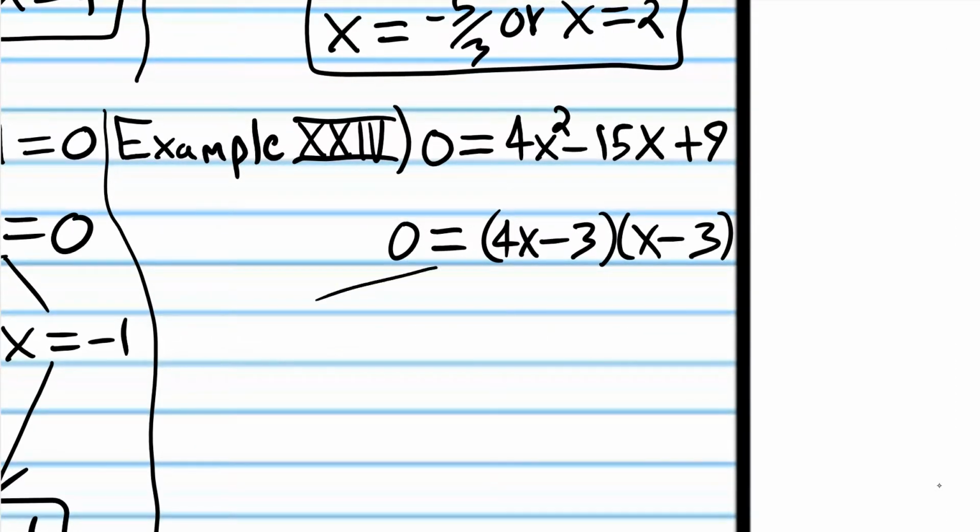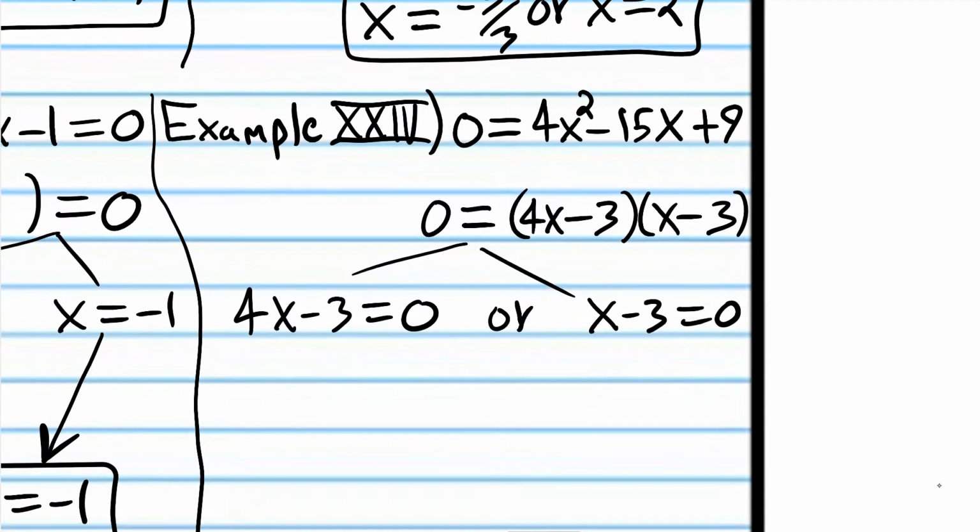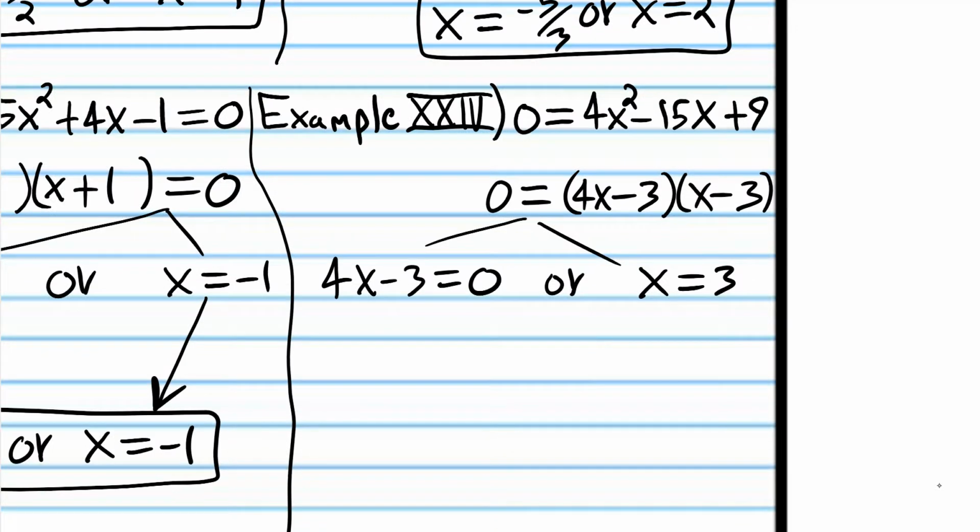And so we're now going to set 4x minus 3 equal to 0. And we're going to set x minus 3 equal to 0. And we really don't have to do that. I mean, we can just say x equals 3. It's obviously going to be 3 to make that factor 0. And then for x, we're going to add 3 to both sides, divide both sides by 4, and we get x is equal to 3/4. Bring this down, and we get x is equal to 3.